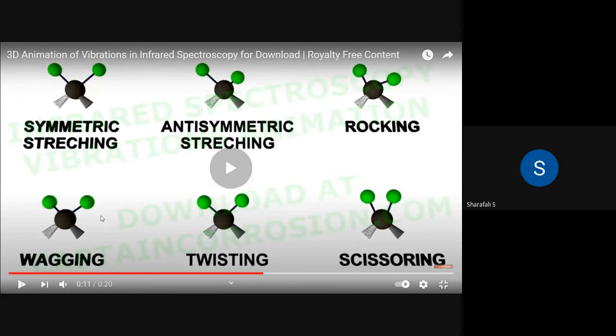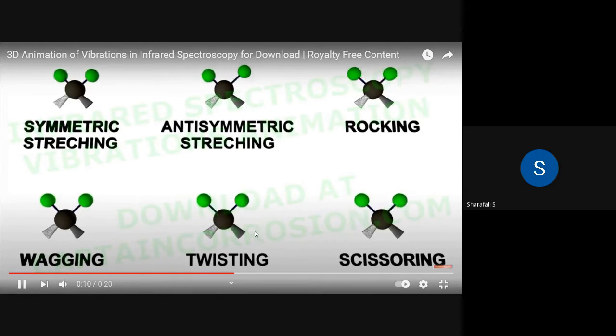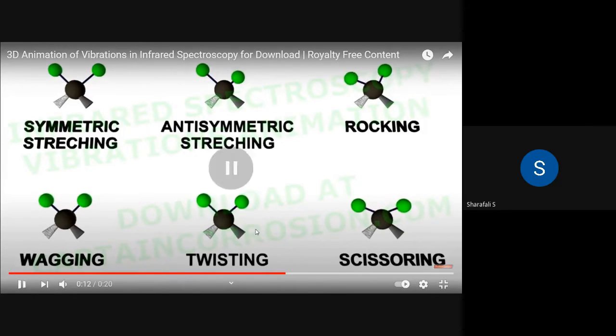That is wagging, and then we have twisting. Twisting means one goes out of the plane, out of the screen, and the second one goes into the screen. In twisting, this atom will be coming out of the screen, and the other one is going into the screen. Such kind of vibration is called twisting. These four have differences in their angles.